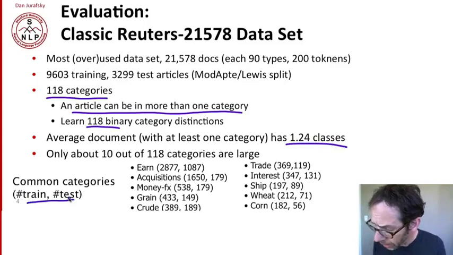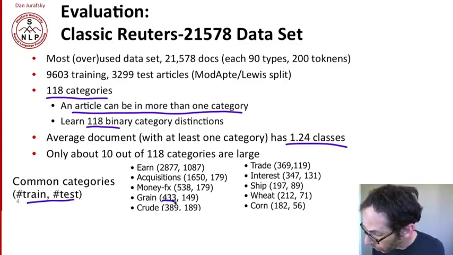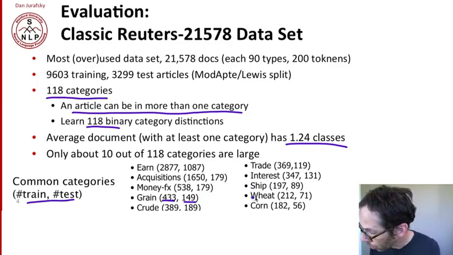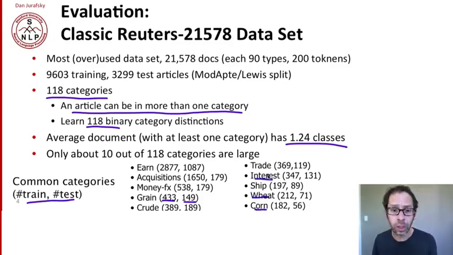And here are some common categories with numbers of training and test documents. So there's 433 training documents about grain and 149 test documents about grain. And we have classes like wheat and corn and interest and so on.